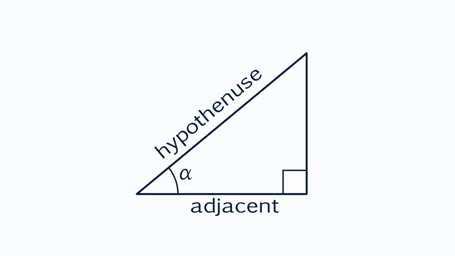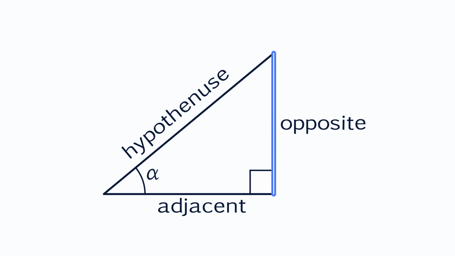Finally, you name the edge that is directly across from the angle, the opposite leg. It makes sense because it is the leg that is opposite the angle. And that's it. You've now named all the edges in this right triangle with respect to the angle alpha.